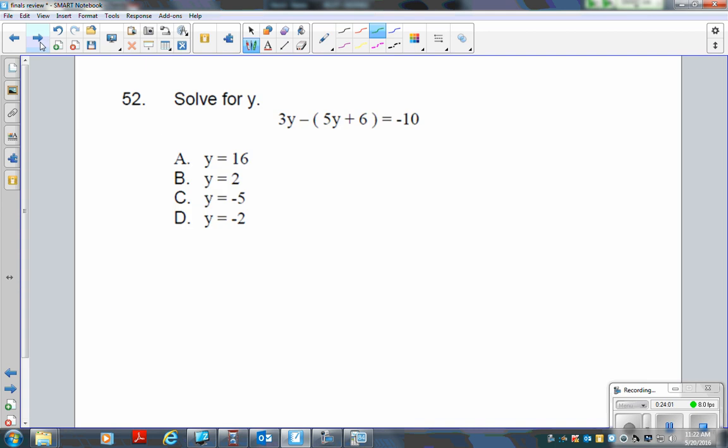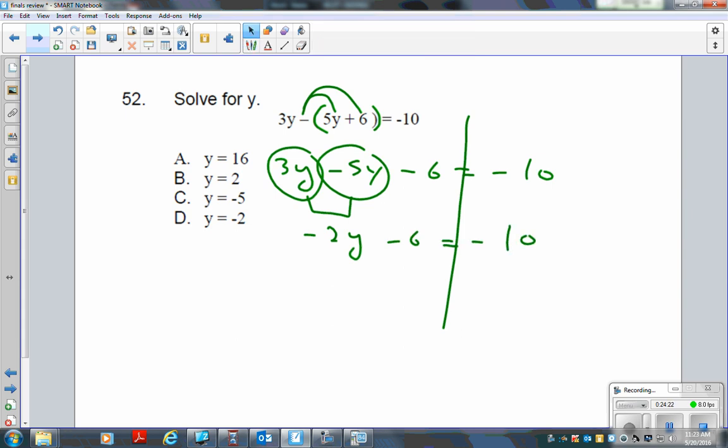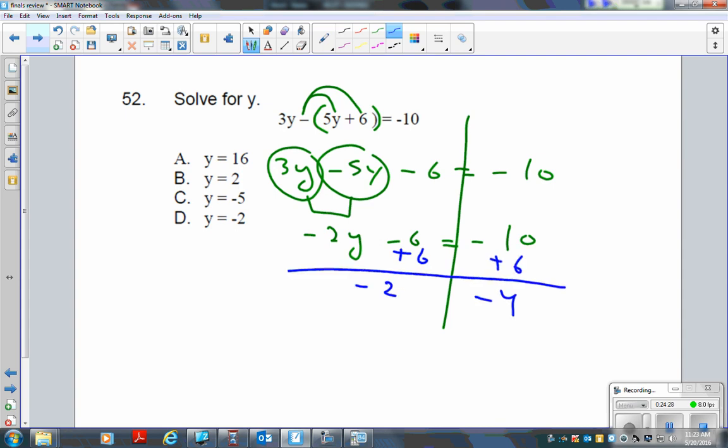All right, in order to solve again, parentheses means you're going to multiply. Outside this parentheses, it's just a negative sign. So we're going to multiply with a negative sign. 3y minus 5y minus 6 is equal to negative 10. Now I got 3 y's. I'm going to take away 5 from them. That gives me negative 2y. Whenever I'm solving, I always got to take care of the number first before the letter. So this is minus 6. The opposite of minus 6 is just plus 6. And if you divide by negative 2, y is positive 2.